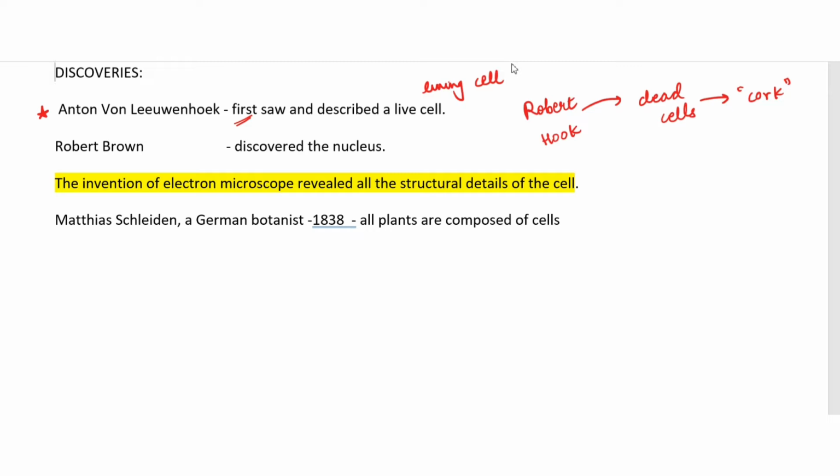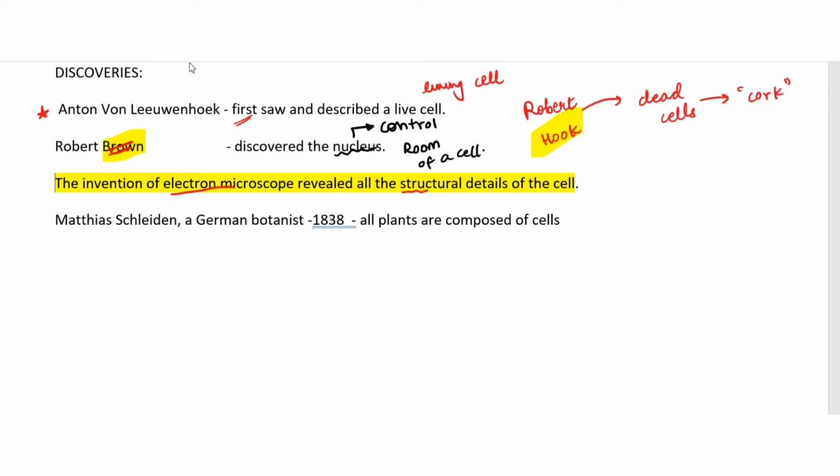Remember this difference. Next we have Robert Brown, who discovered the nucleus. Robert Hooke, Robert Brown, don't get confused. Robert Brown is nucleus. The nucleus has the nickname control room of a cell. With the invention of the electron microscope, we were able to observe the structural details of the cell, which made our studies on the cell easier.